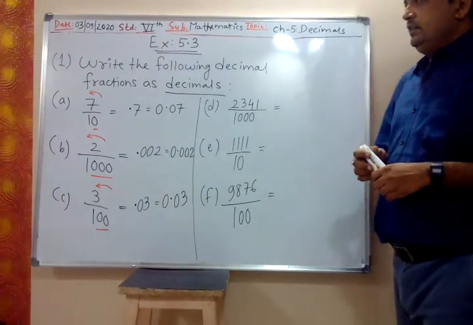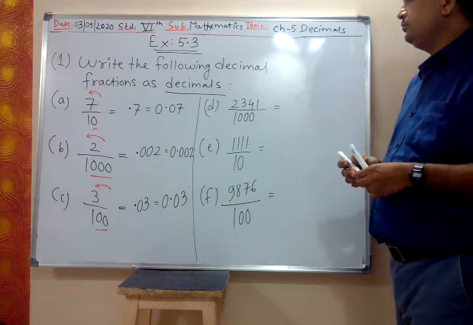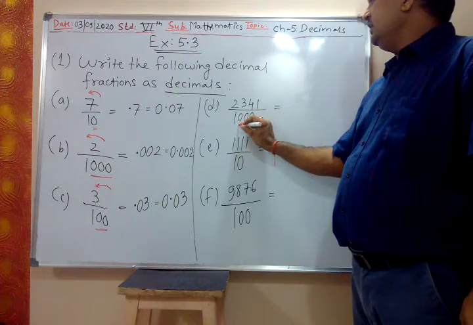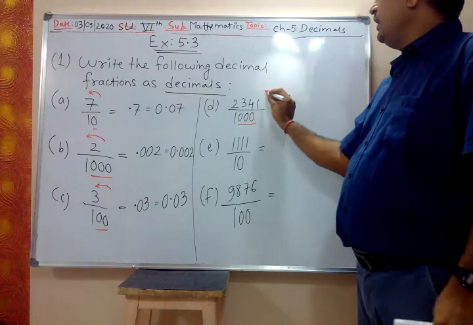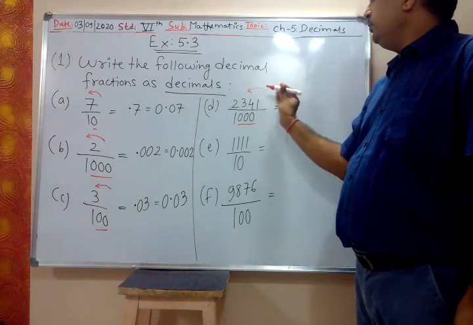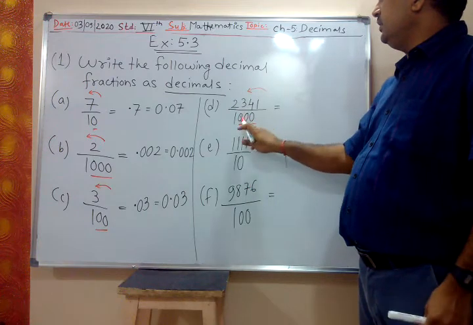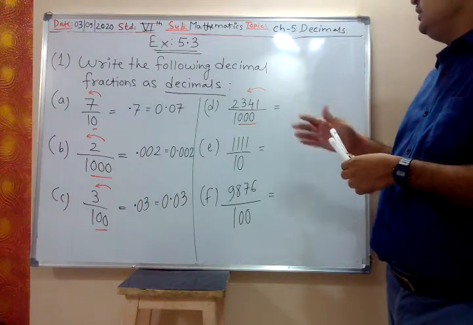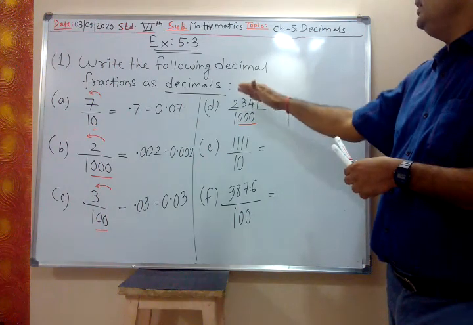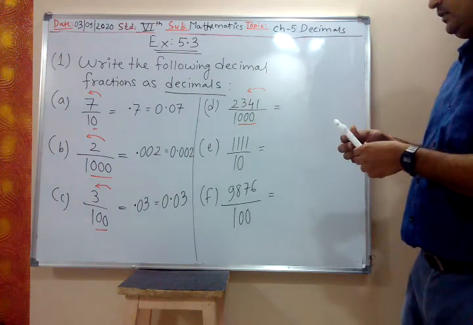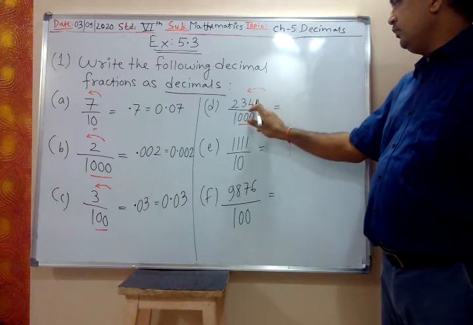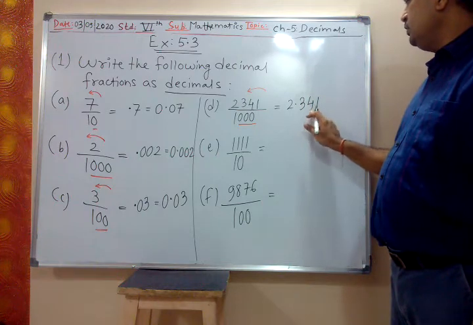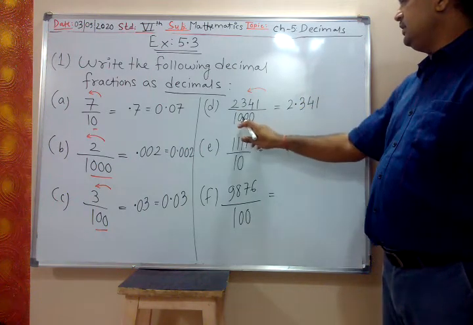Yes. Now let us take the next. 2341 upon 1000. So in the denominator there are 3 zeros. So I will move from the right and put the decimal after 3 digits, because there are 3 zeros in the denominator. So it will be 2.341. So 1, 2, 3, put the point, because there are 3 zeros.